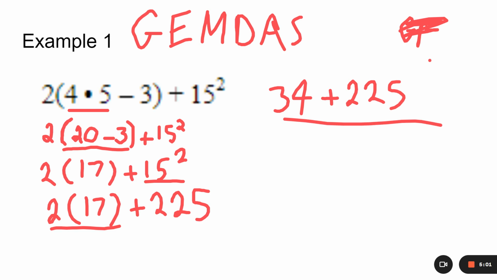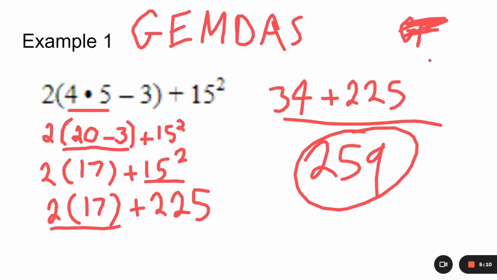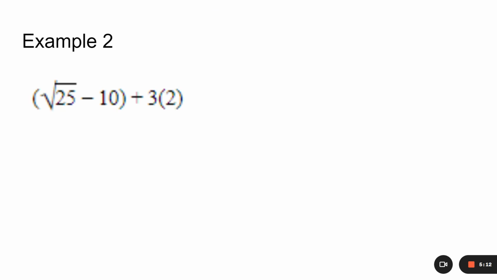So 34 plus 225. Oh, I messed that up. 34 plus 225 gives me 259. And that should be my answer for this one. All right, let's go over another example.